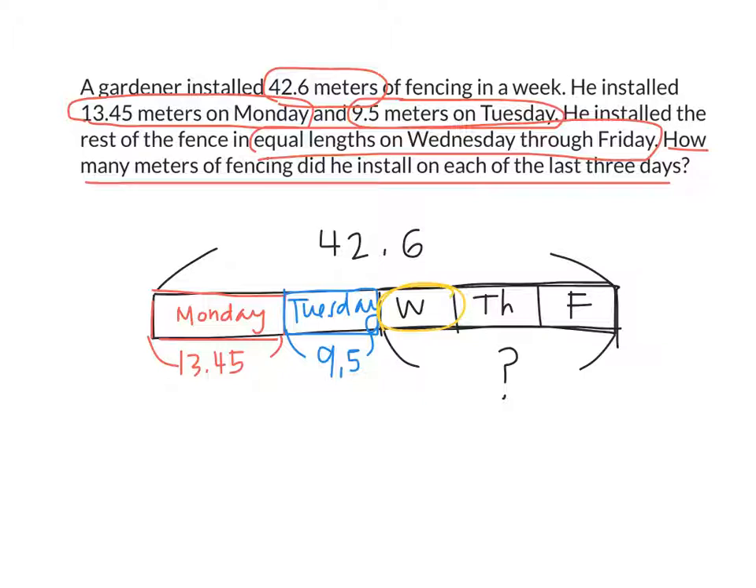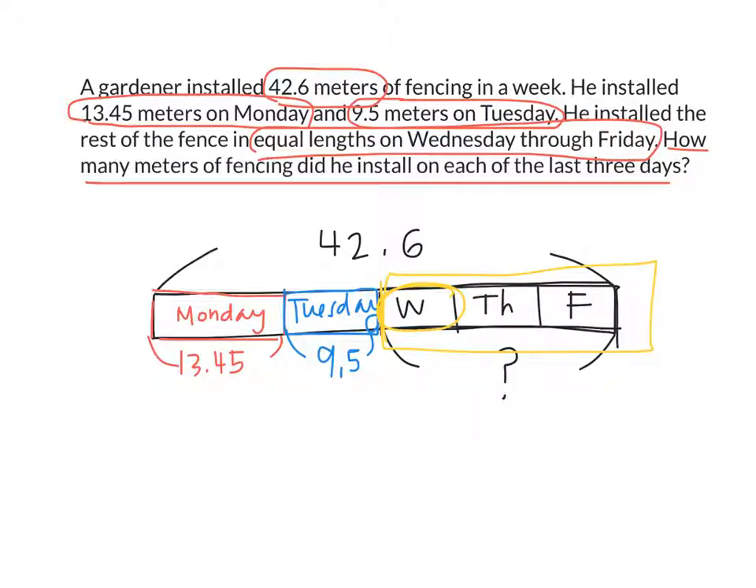So first, what do we need to find out? What's the first thing we'll have to find out? I'll tell you right now, this is a multi-step problem. What's the first thing we'll have to figure out? Niv? Yeah, we need to figure out this amount over here, the Wednesday, Thursday, and Friday amount. So how can we do that? Well, we can take the total amount of 42.6 and take away Monday's amount and Tuesday's amount.